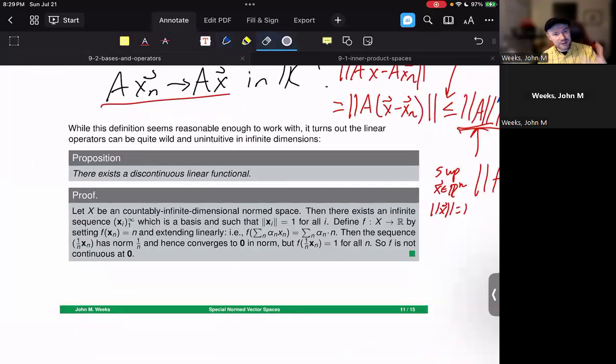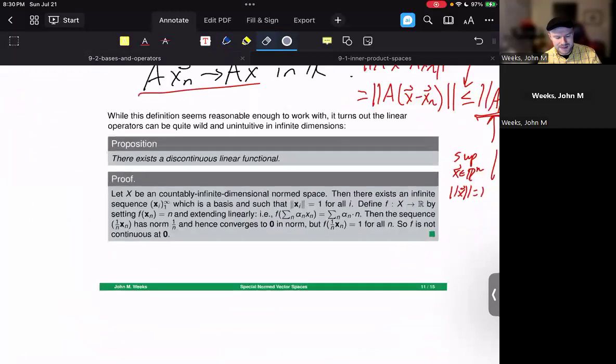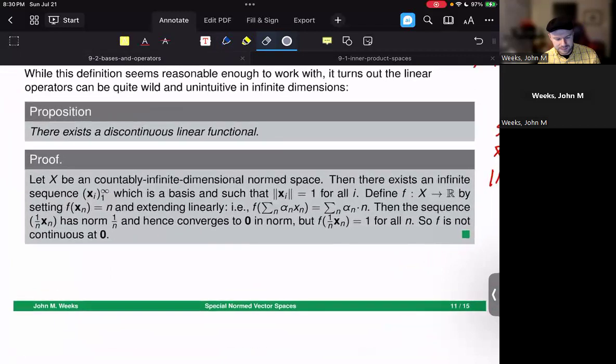And that's very different than matrices, because we have seen that whenever you have a matrix A that goes from Rn to Rm between finite dimensional vector spaces, continuity is automatic. And the reason continuity was automatic is that you had a norm on that function that you were working on. Here, we're going to see that our linear functionals do not have to be continuous functions. Here's how we're going to show that.